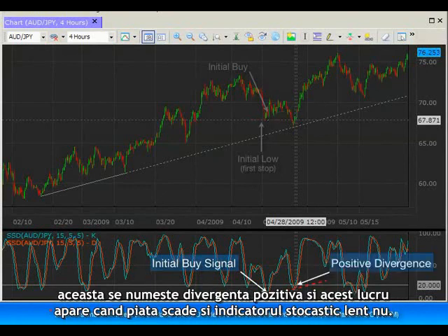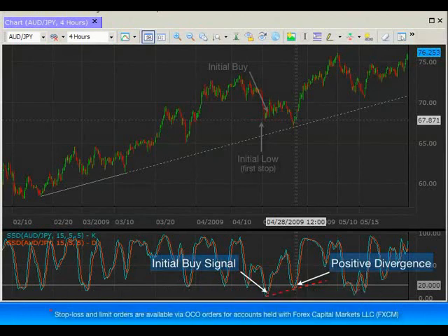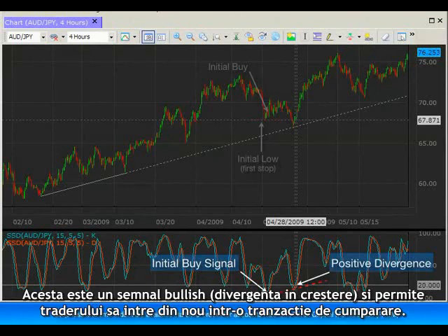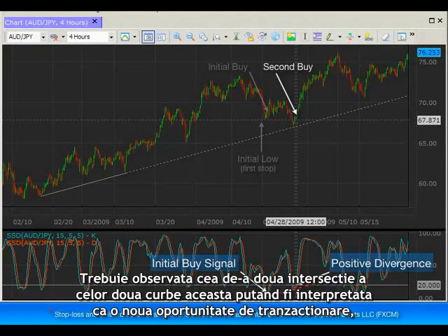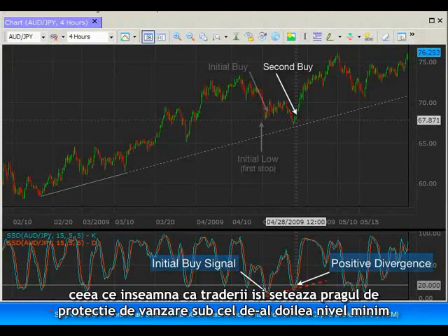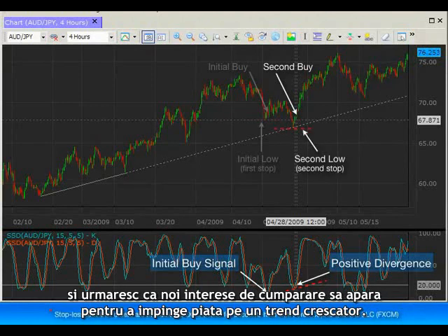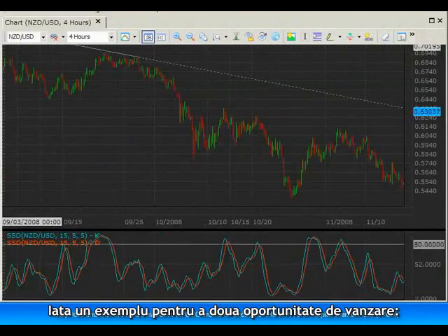This is known as positive divergence. It is simply when the market moves down to a new low, but the slow stochastics does not. This is a bullish signal and gives a trader an opportunity to enter once again into a buy position. They simply note the second crossover and treat it as a new trading opportunity. This means they place their protective sell stop below the second low and look for continued buying interest to push the market up.